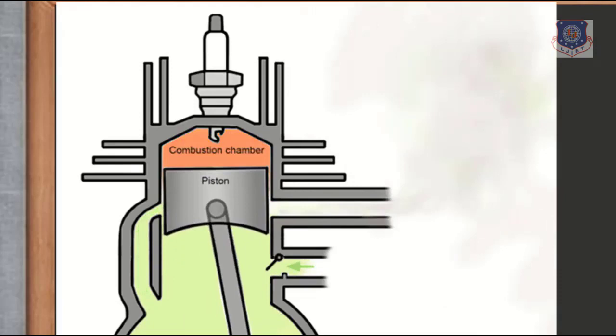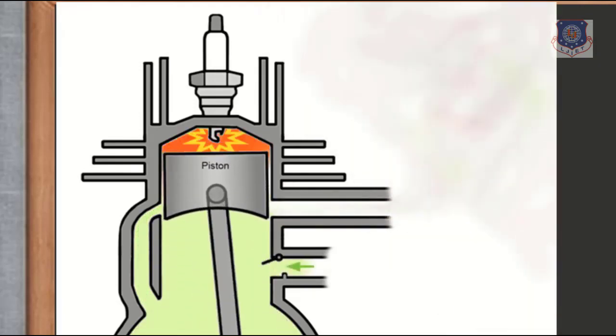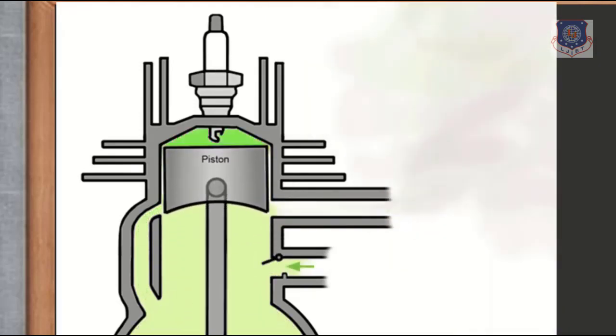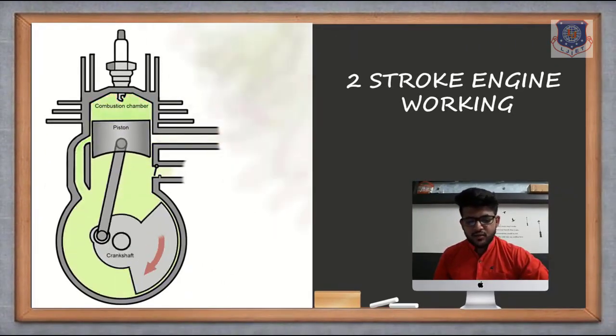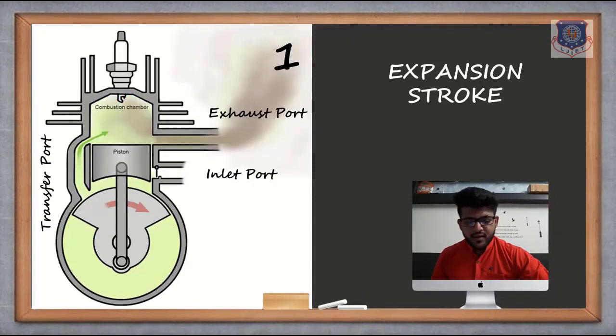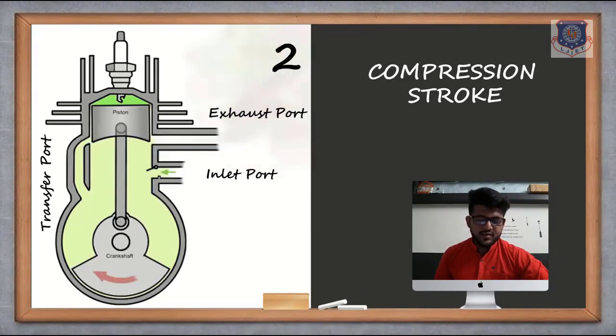So it is a simple logic and it is very simple in construction. You only need to see when it is closing and when it is opening. Fine. So let's see those two strokes. The first stroke is the expansion stroke, and the second one is the compression stroke, and by mixing these two strokes we can get power, and it is our two-stroke engine.